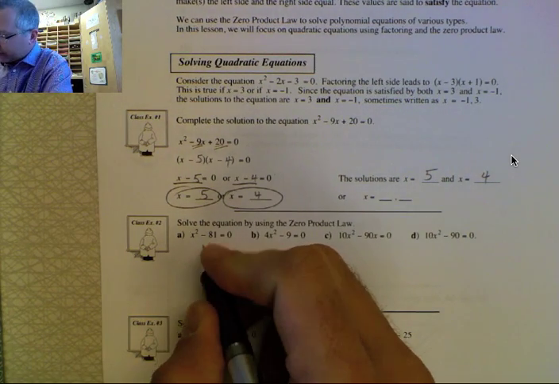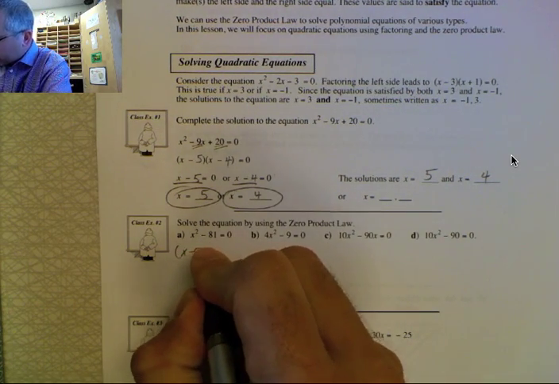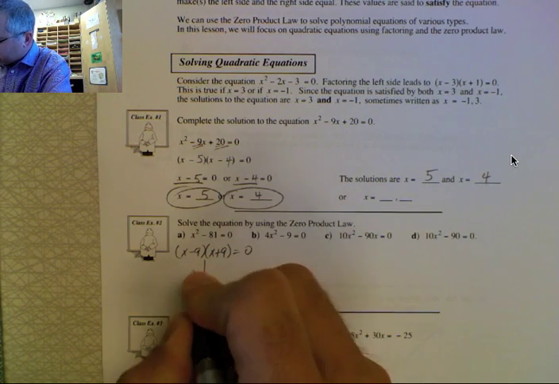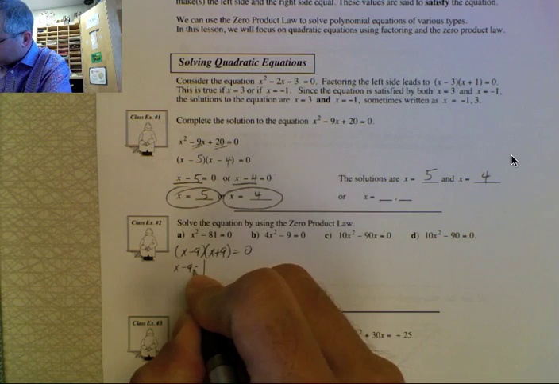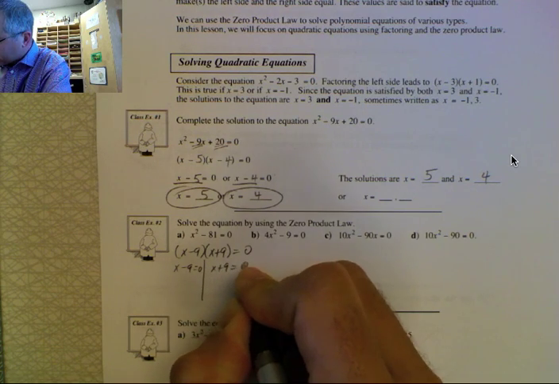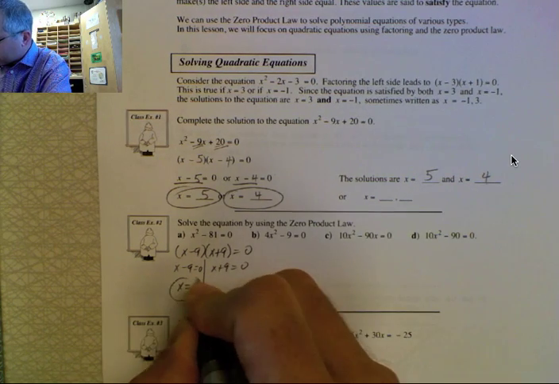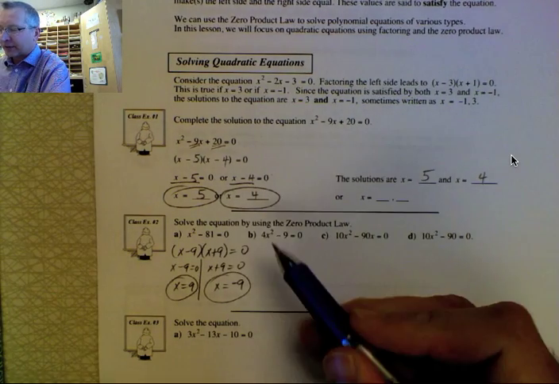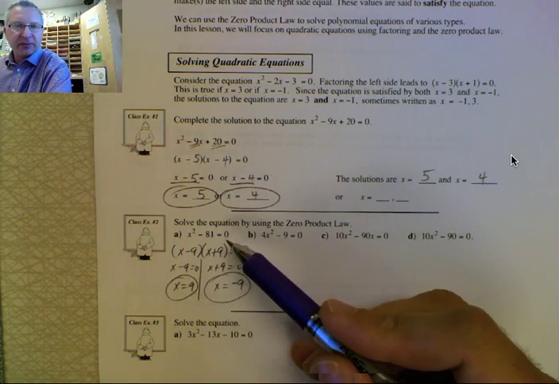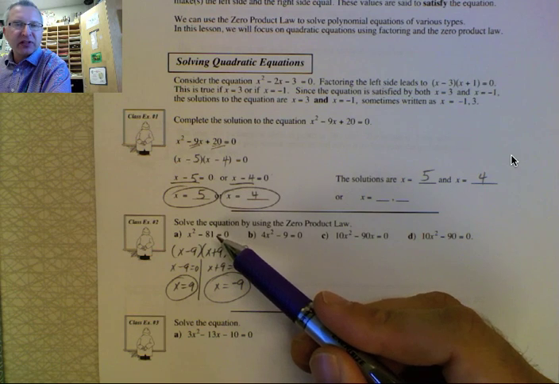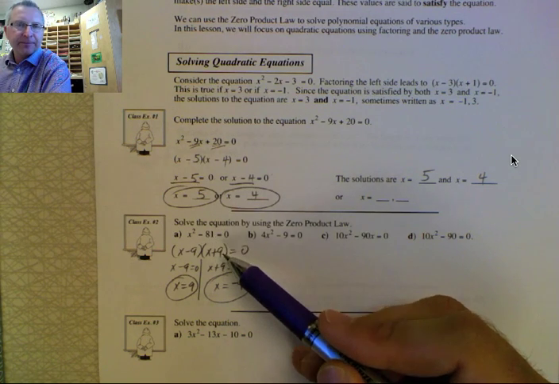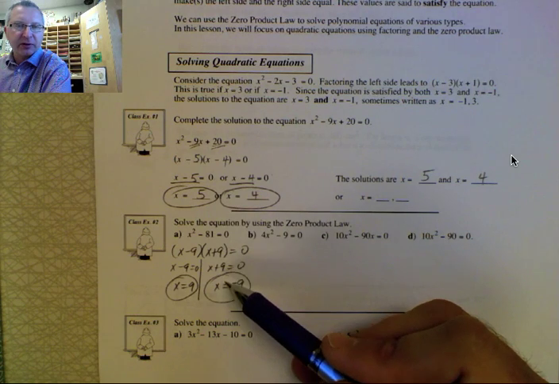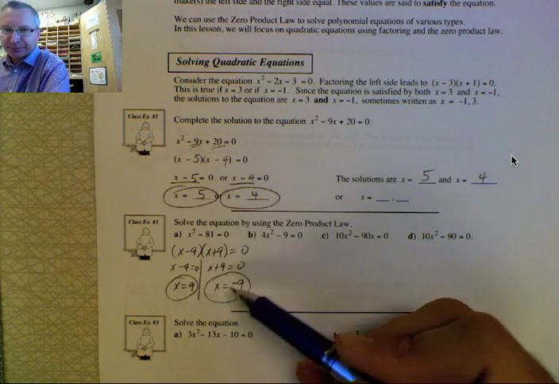The first one is a difference of squares. So our two factors are x minus 9 and x plus 9. If we equate each of these to 0, we get x equals positive 9, and we get x equals negative 9 as our x-intercepts. So notice the process is: take your quadratic, factor it. Once you have your factors, equate the factors to 0 and solve for x.